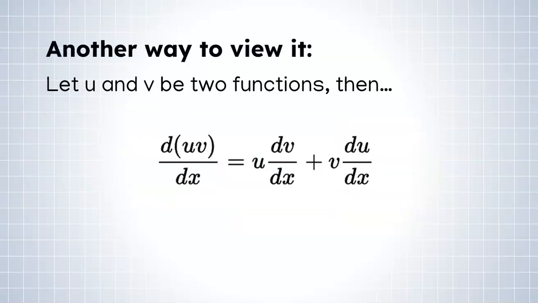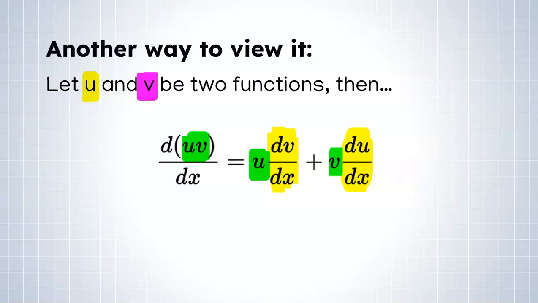But I'm going to show you one other way to view this. Sometimes you'll see this in a lot of textbooks where we use two functions, u and v. So instead of using g of x and f of x, we just try to make it a little bit more simple and just use a u and a v. So the derivative of u times v is u times the derivative of v, dv over dx. That's just our notation for the derivative of v. Plus v, left alone, times the derivative of u. Again, du over dx, that's just the derivative of u. So again, it's the same exact rule, just slightly different notation.